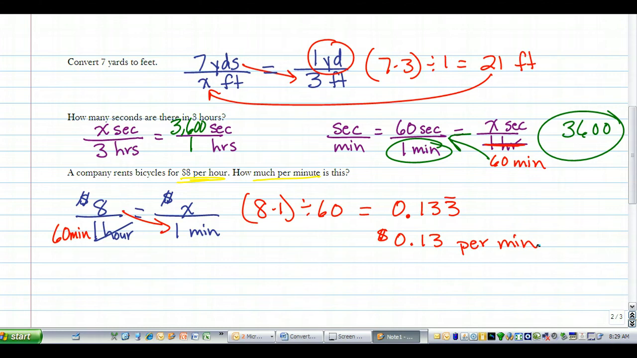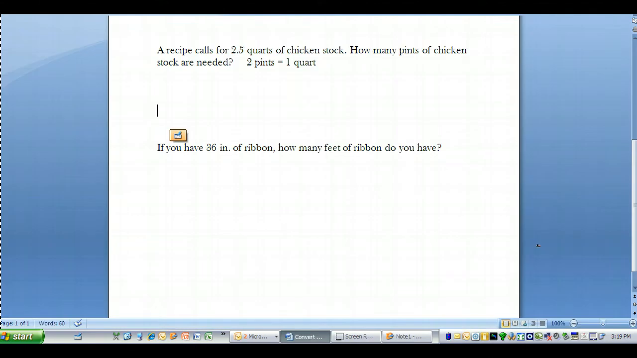minute. Try this. A recipe calls for 2.5 quarts of chicken stock. How many pints of chicken stock are needed? And we give the information that 2 pints is 1 quart. Well, let's underline the stuff that is important. 2.5 quarts of chicken stock. And we want to know how many pints is that. And it tells us 2 pints equals 1 quart. So let's set up our proportion. We have 2.5, and this is going to be quarts. And we want to know how many pints that is.